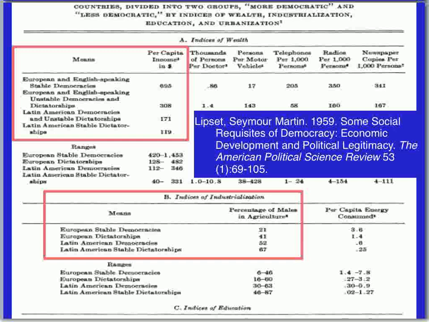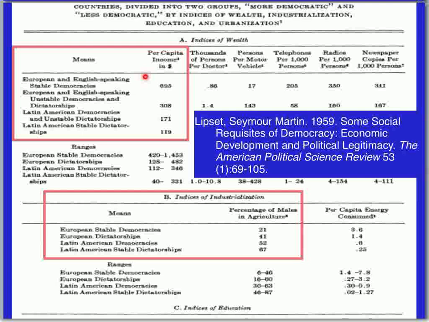And what he tried to argue is that more developed countries were also more democratic. So you can see then in this table drawn from his paper that as per capita income goes up, you're moving from stable dictatorships to unstable dictatorships to unstable democracies, and finally to stable democracies. So there seems to be a trend of movement from dictatorship to democracy.